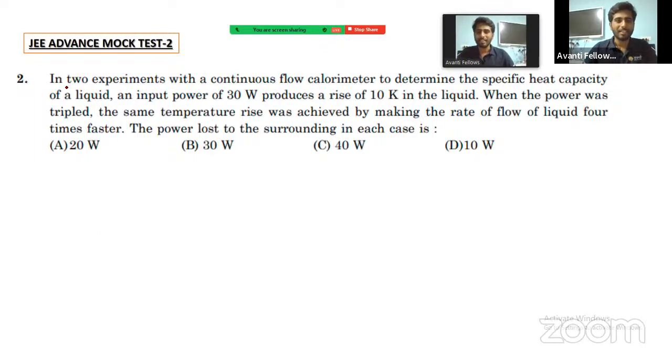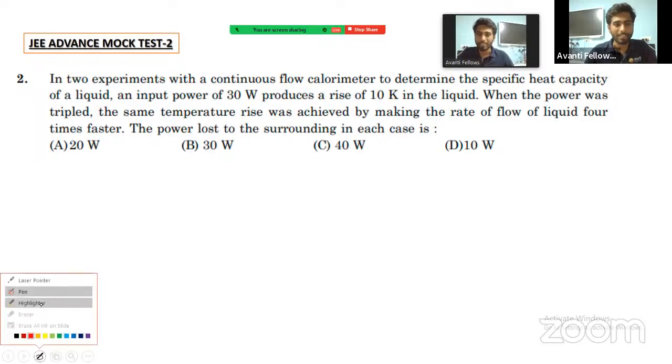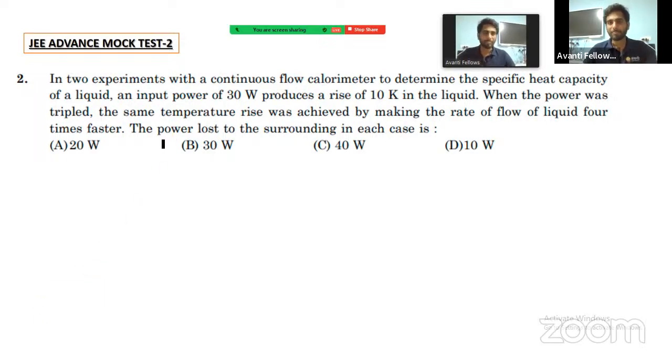Okay, the next question is like this. In 2 experiments with a continuous flow calorimeter. Do you know, guys, what a calorimeter is? A calorimeter is used to measure the mixture temperature of a mixture of components. Suppose this is a bottle containing cold water at 10 degrees Celsius, and I have one more bottle containing the same quantity of water at 70 degrees Celsius. If I mix these two together, what is the mixture temperature?